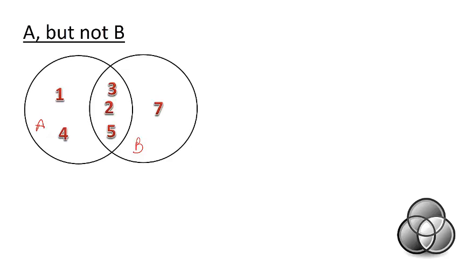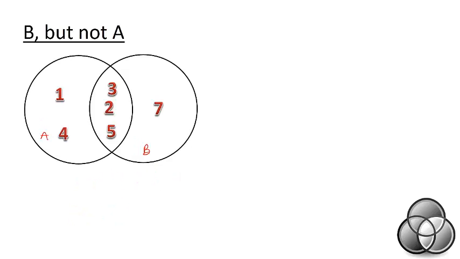So if we were to list all of the elements in A, you'd have 1, 4, 3, 2, and 5. However, we're not really interested in the elements in B, so we could get rid of 3, 2, and 5. These are the elements that A and B share. So the elements that are in A, but not in B, are the numbers 1 and 4.